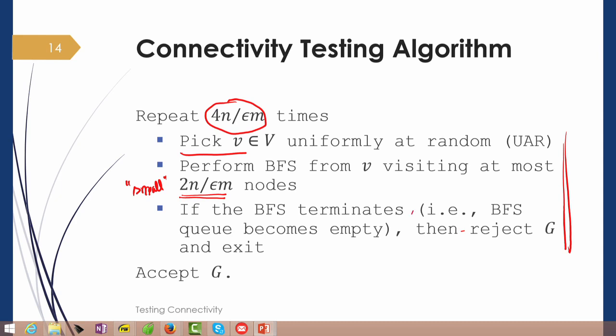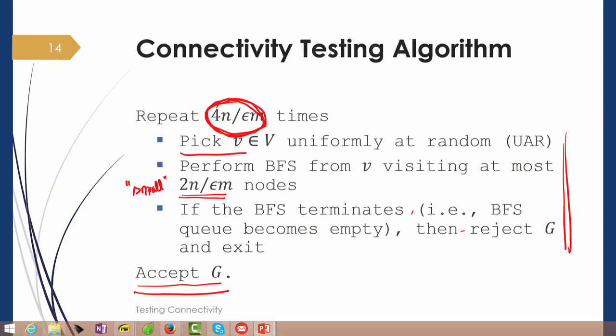Now, after these many repetitions, if we are not able to find any evidence at all that the graph G is disconnected, then we will come out of the loop and we will accept G. So this is the algorithm, and as you can notice, the algorithm itself is very, very simple. We now have to formally prove that our algorithm indeed accepts all connected graphs and rejects graphs that are far from being connected.